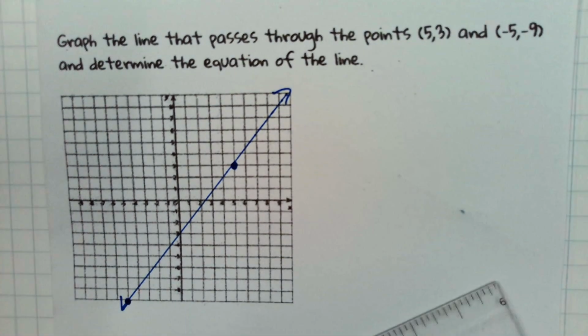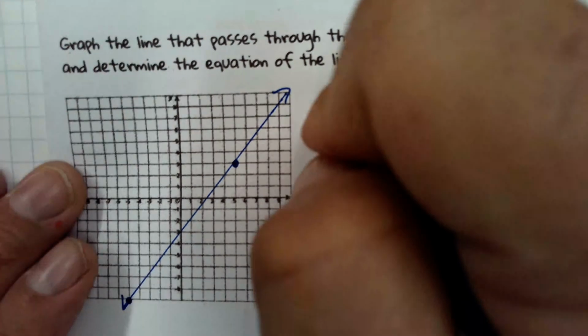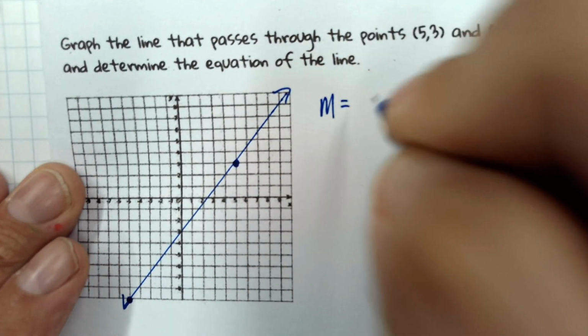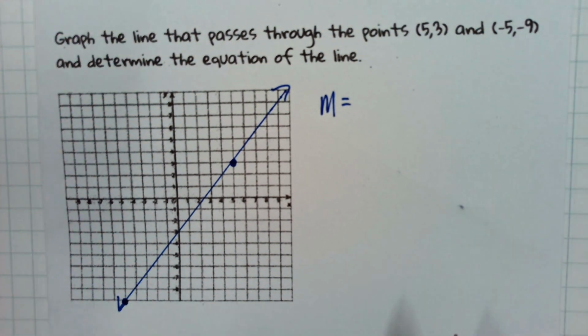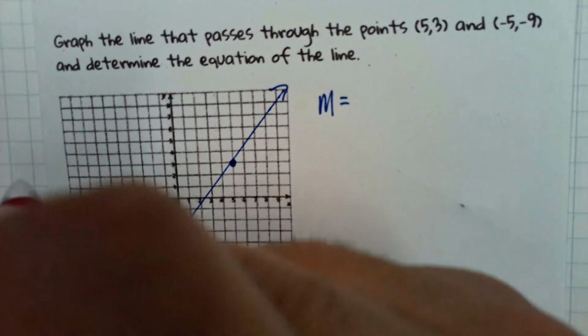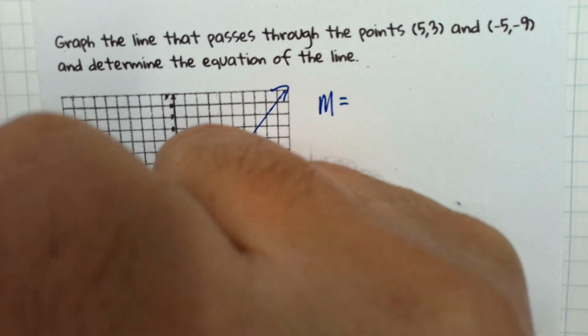And if you graphed it nice and neatly, you'll see right away where it crosses the y-axis. But let's figure out the slope first. Okay. So graph your line. And we already have those two points, so we can use them to figure out our slope. I'm going to go up and across.